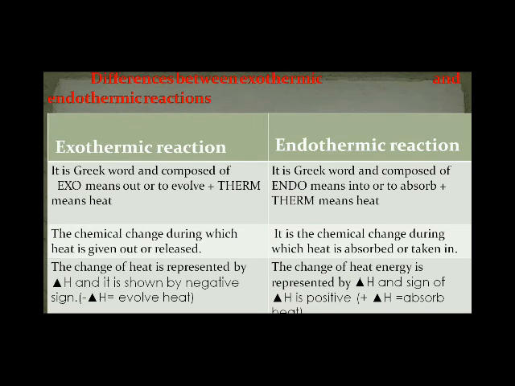Now next, we have the differences between exothermic and endothermic reactions. Exothermic is a Greek word and is composed of two words: exo means out or evolve, and therm means heat. So it's a combination of two words, exo and endo. Exo means out or evolve, and therm means heat.